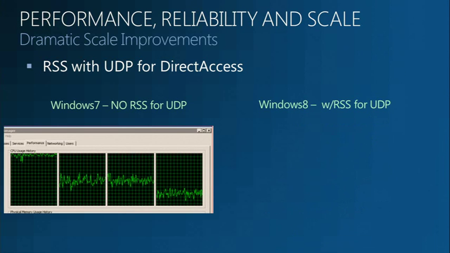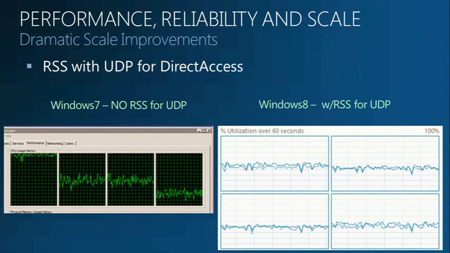However, in Windows 8, when we do have RSS support, you'll notice a similar load, but running on Windows Server 8 with DirectAccess, we're getting even load across all 4 cores, which should, at the end of the day, translate to a much higher density from a client perspective.